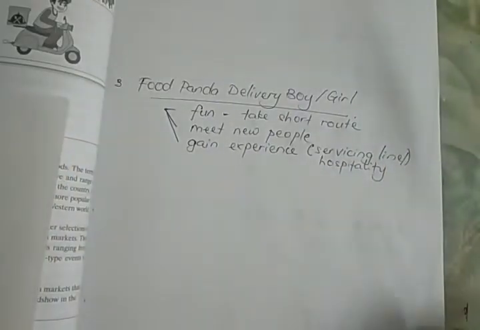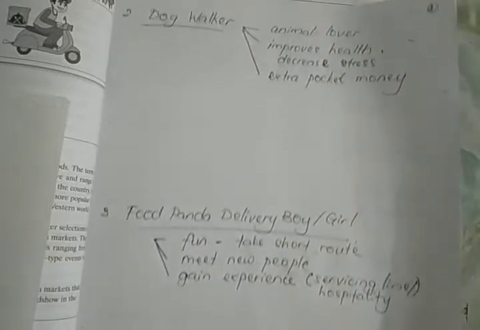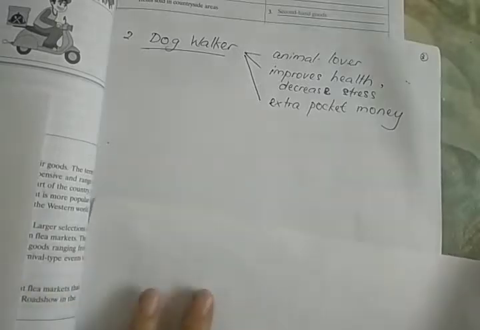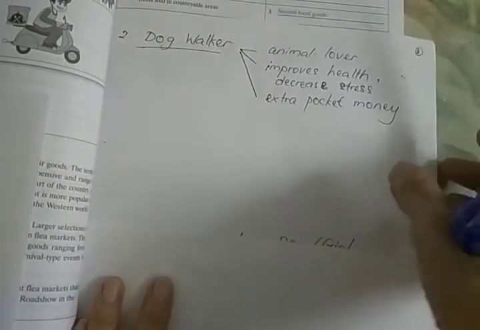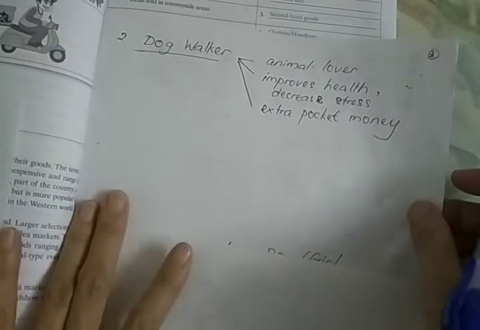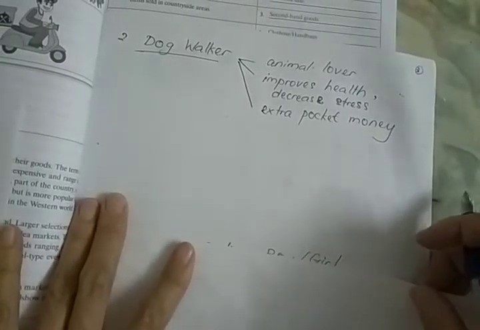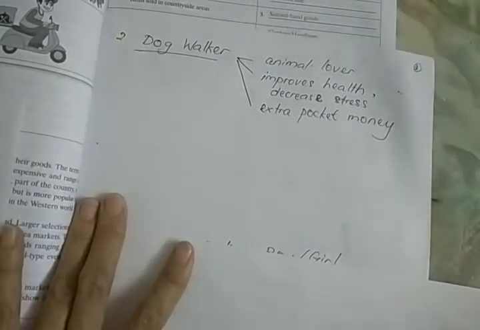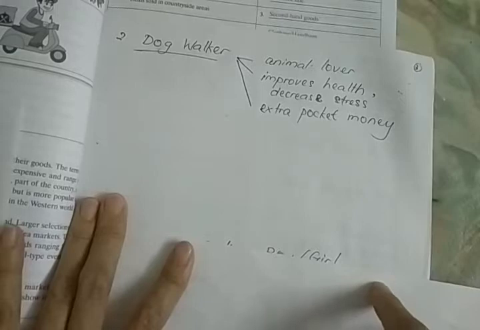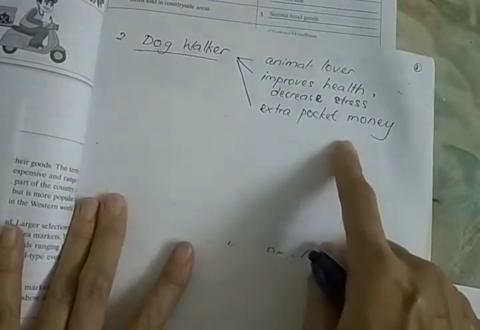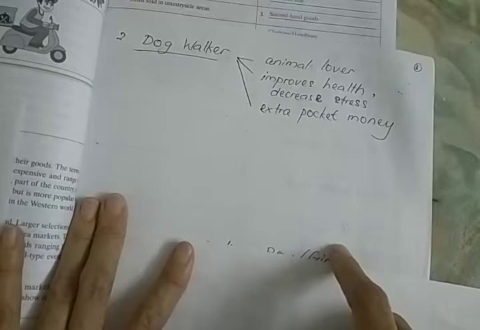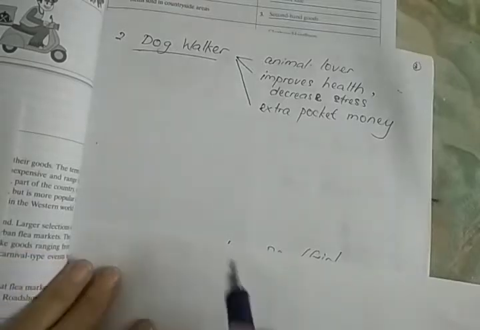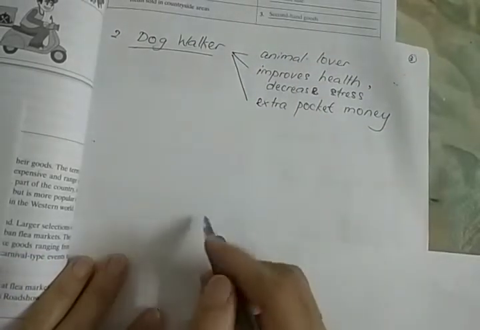For the next part-time job, as a dog walker. Why would you want to be a dog walker? First, you could be an animal lover. Next, when you walk the dog, it helps improve your health and decrease stress at the same time. And most important of all, you can earn some extra pocket money. How are we going to start then? Here, you can start about the same way.